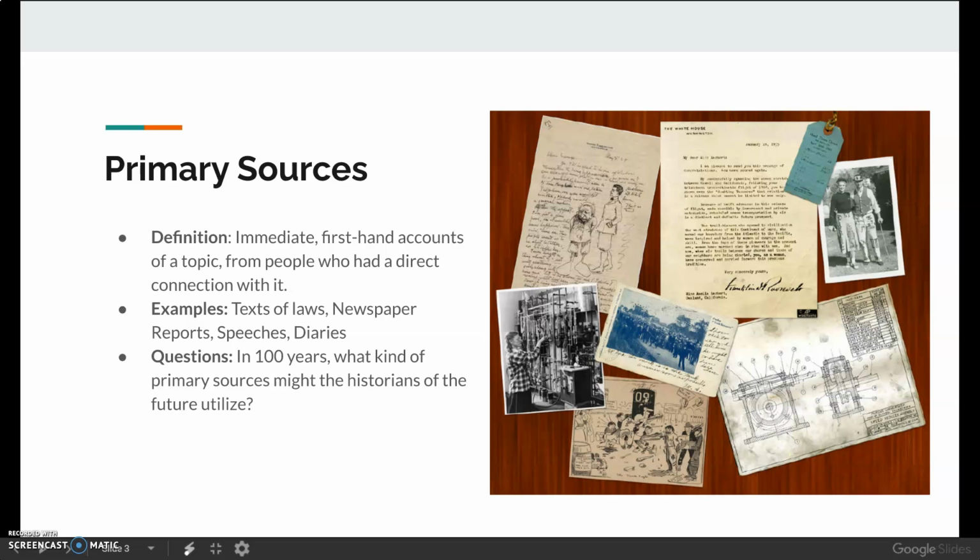The first type of source is a primary source. The definition for a primary source is an immediate, first-hand account of a topic from people who had direct connections with it. So primary sources are pretty unique in this sense, as only certain types of people can generate this type of source. For example, a person who actually lived through the event. Therefore, I can never be, no matter how hard I try, a primary source on the civil rights era of the 1960s, because I was not alive in the 1960s.